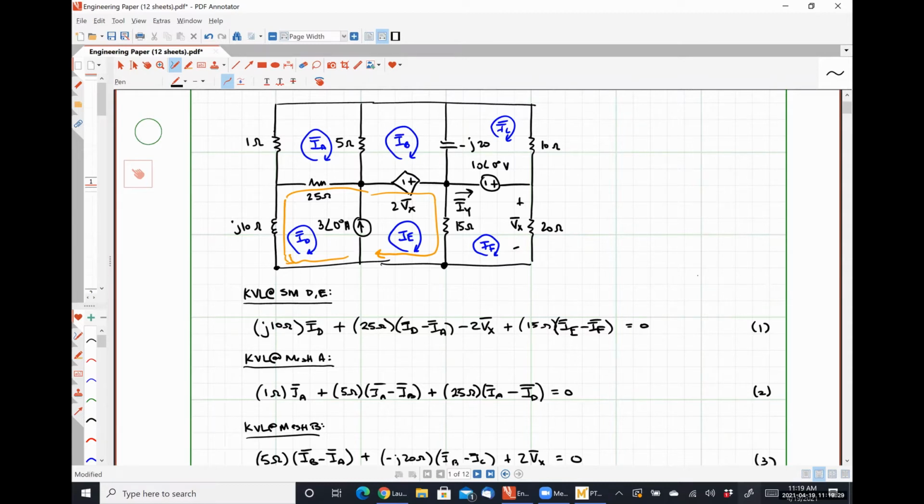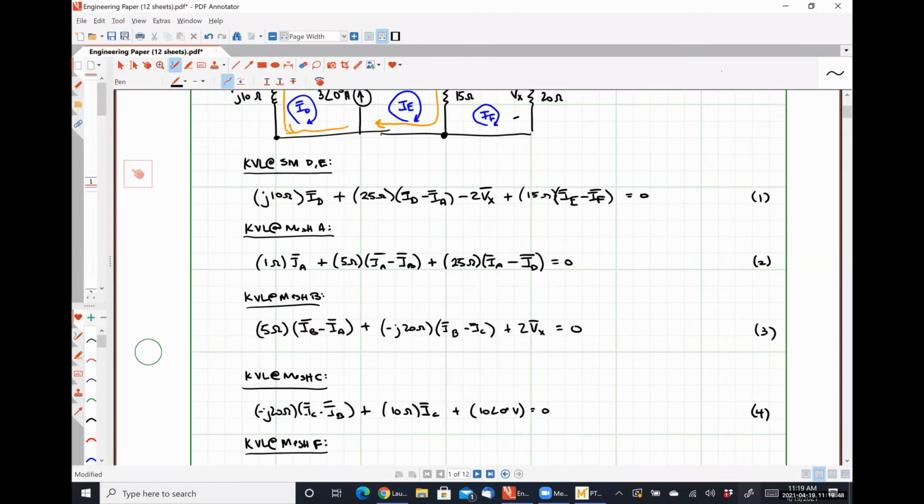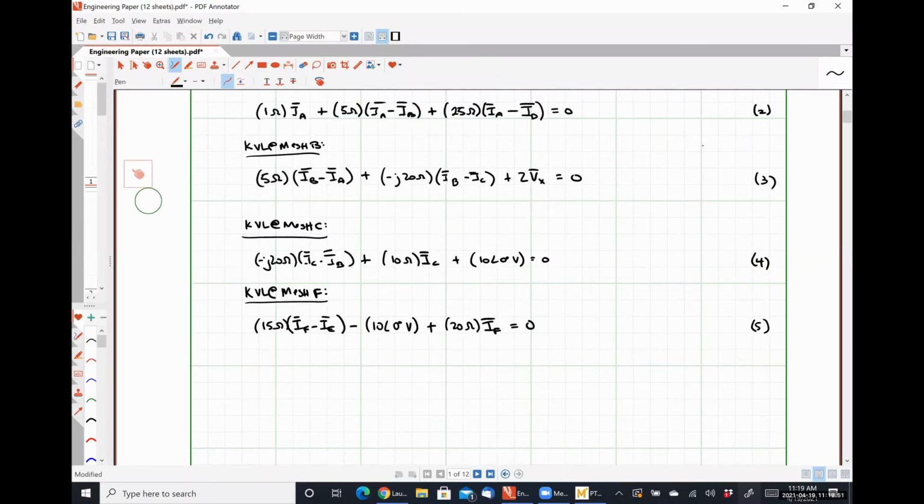So I need to define my controlling variable for my dependent source using my mesh currents. So this is my controlling variable, Vx, and I can say that the voltage drop over this 20 ohm resistor is simply the current flowing through the 20 ohm resistor times 20 ohms, where the current is IF. All right, so that's equation 6. So I'm going to call this an other because it's not one of my KVL equations. And I have Vx is equal to 20 ohms times IF. All right. Equation number 7, where's that coming from?